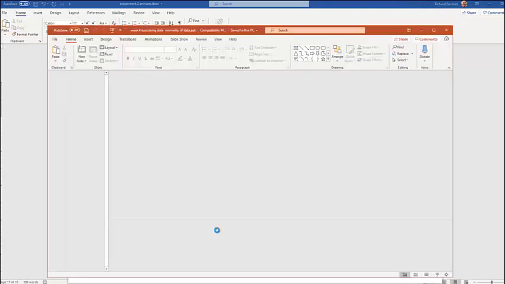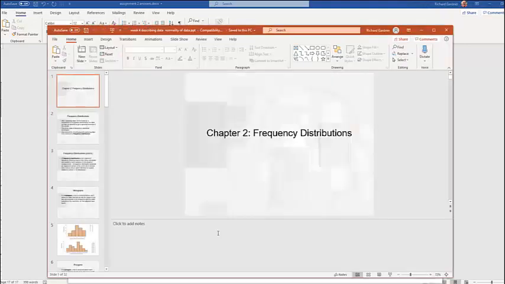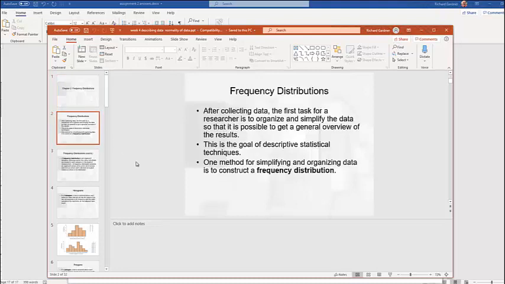Since we talked about normality, let's check out the normality one, frequency distributions. Is it the week 4 describing normality? Yeah, that's the one.